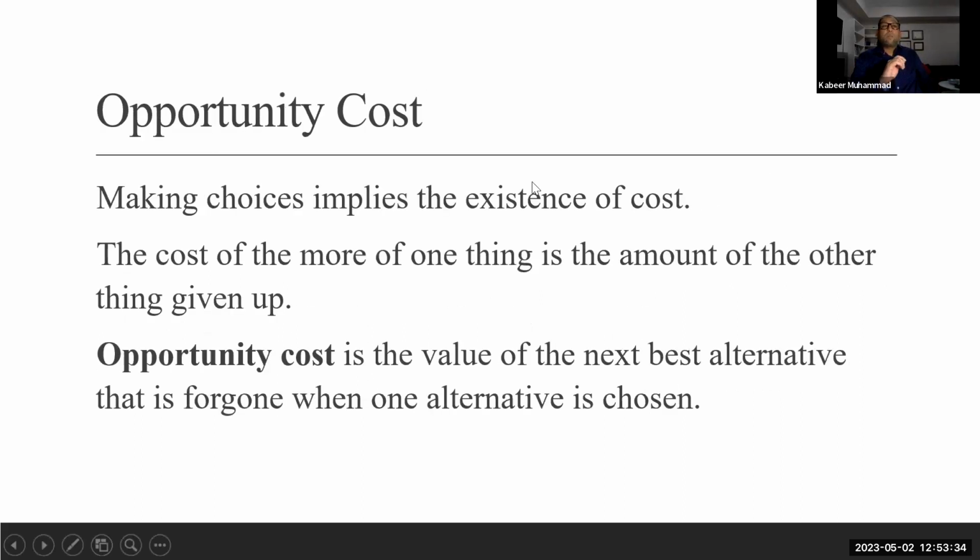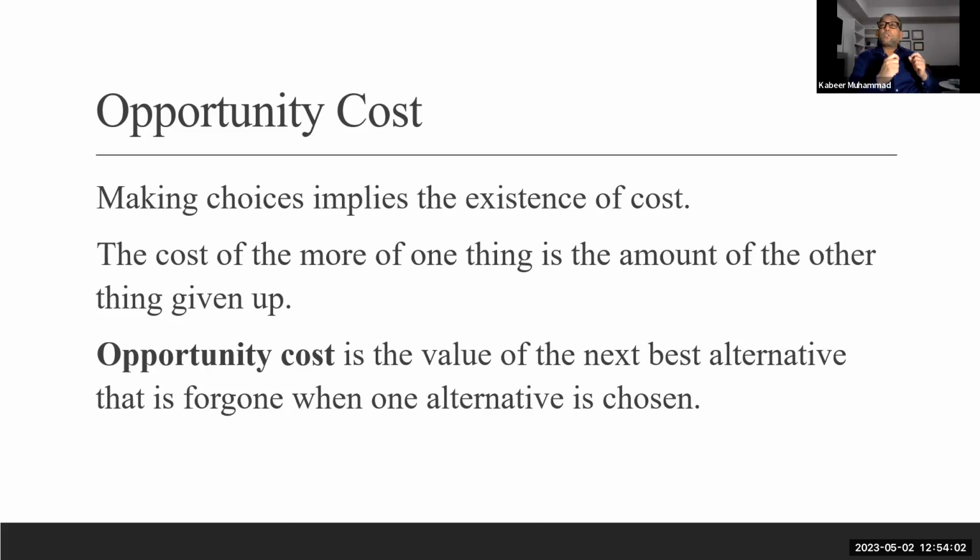Opportunity cost: making choices implies the existence of cost. Now, what is opportunity cost? When we make a choice, there are options that we have to choose from. When we select one option, we have to forego all other options. So opportunity cost is the cost in terms of what we forego.